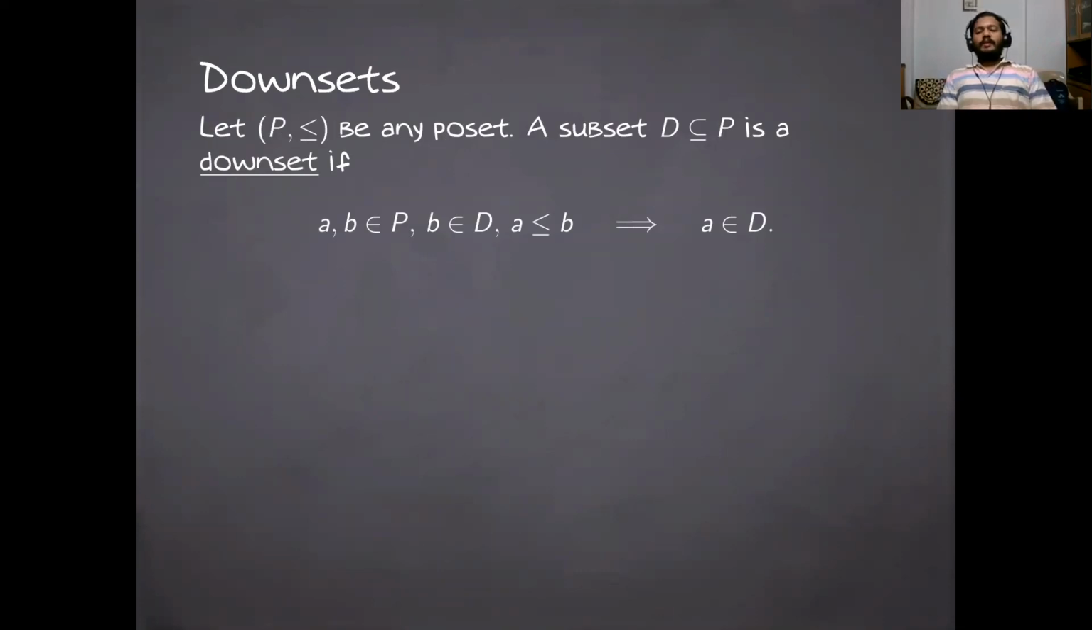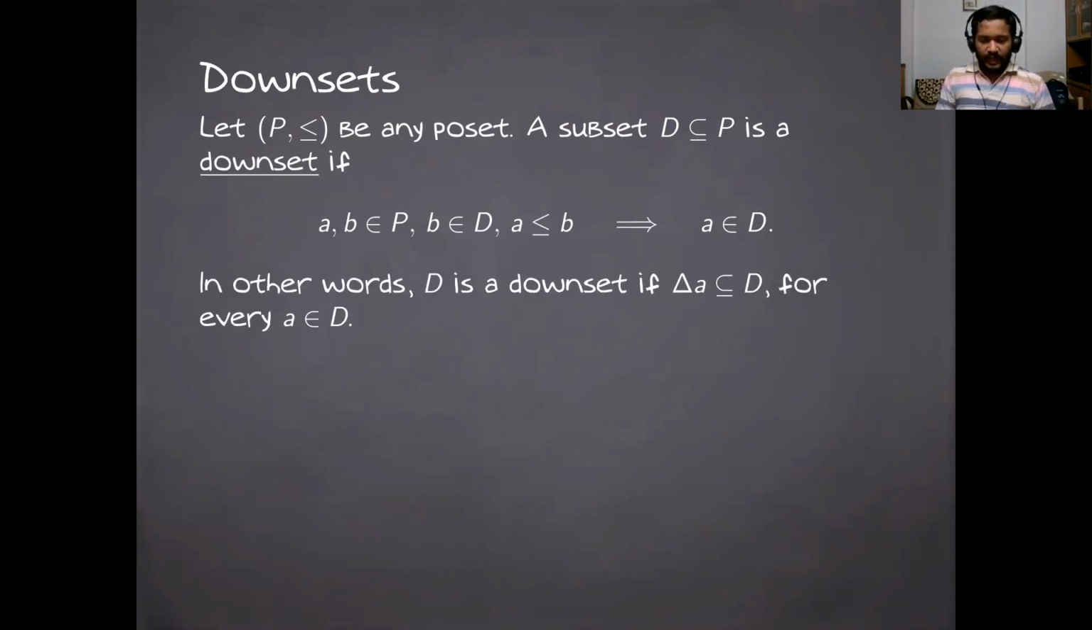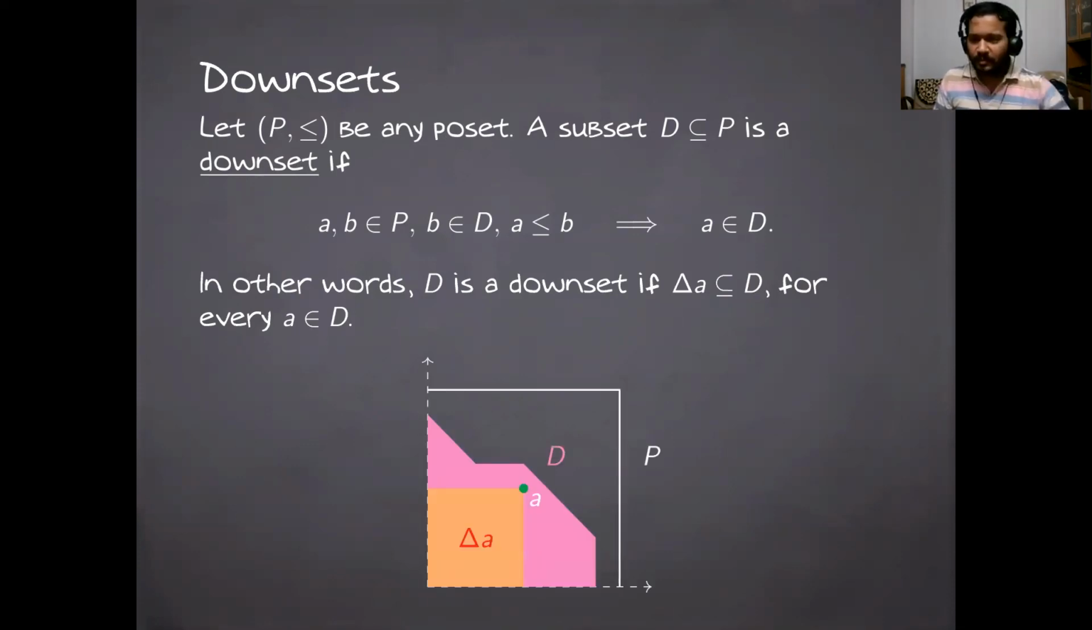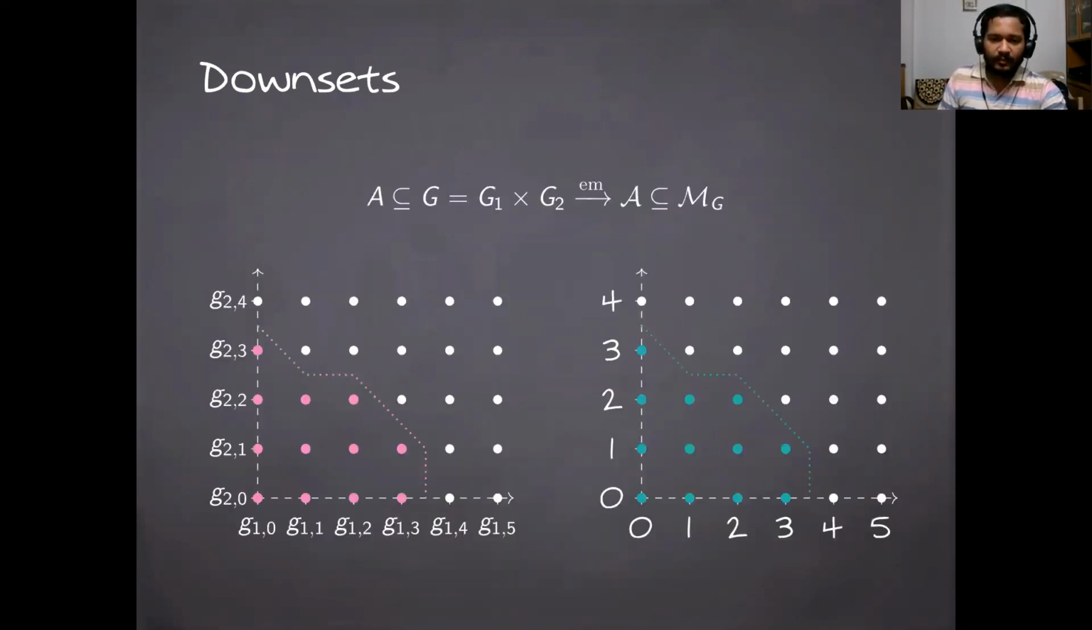Now in an abstract sense, over a poset, as I said earlier, a downset is a subset such that for any element in the set, everything below it also belongs to the set. In other words, for any element in the set, its shadow is a subset. Such a set is a downset. This is one possible example. The pink region is the downset, P is the poset, and you take an arbitrary element A, the shadow is completely inside D.